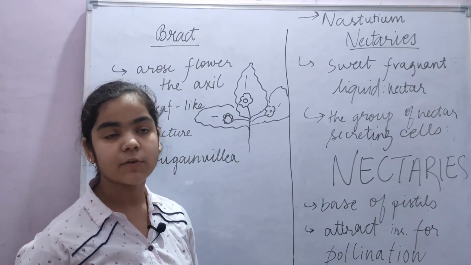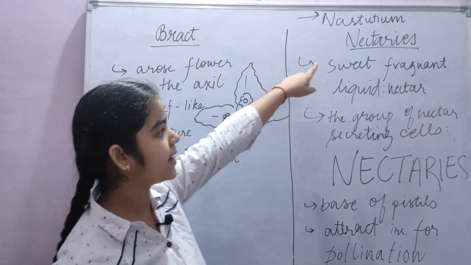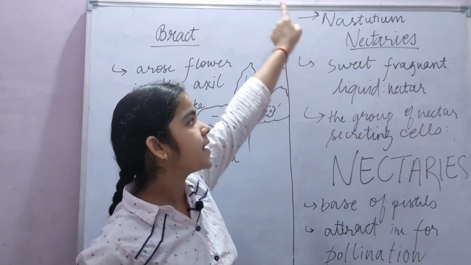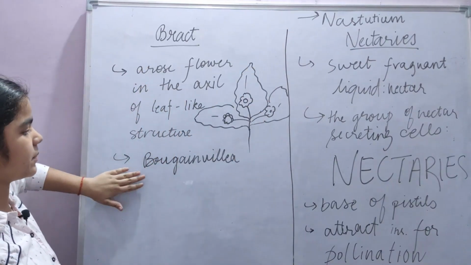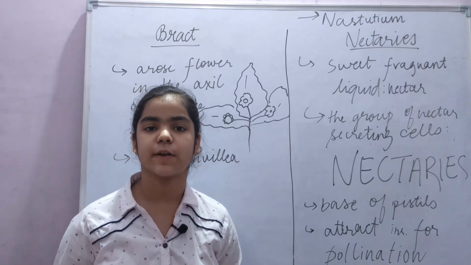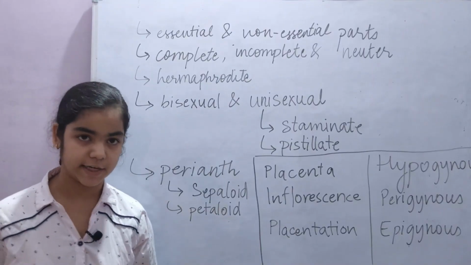Now an example of this may be the nasturtium flower. So simply, N for nectaries, nectar, nasturtium. And here B for bract, B for bougainvillea. Let us discuss more about the flower. Okay, so these are the terms that we are going to discuss right now.